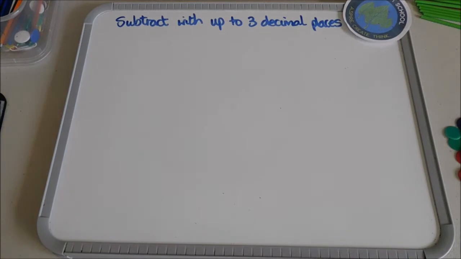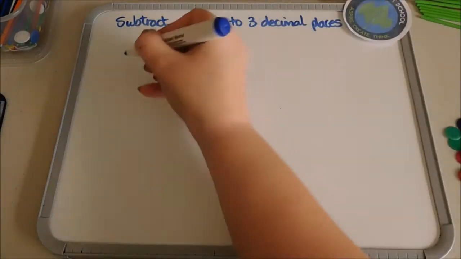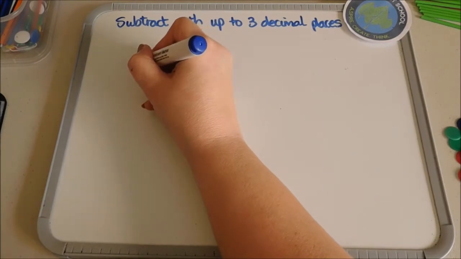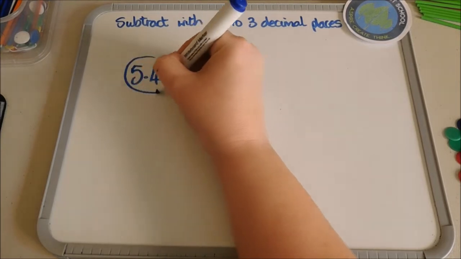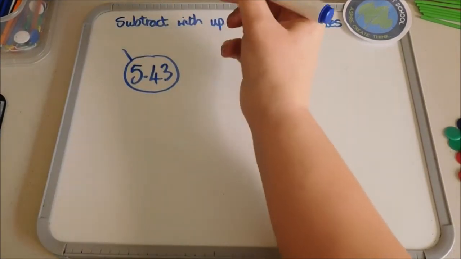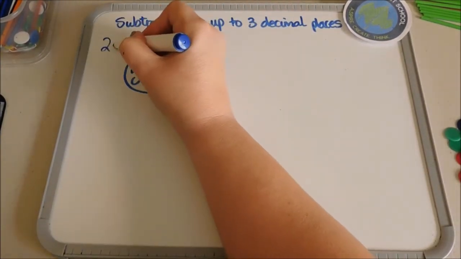I'm going to show you how to subtract with up to 3 decimal places. So I'm going to start off with the number 5.43 and I'm going to subtract 2.7.